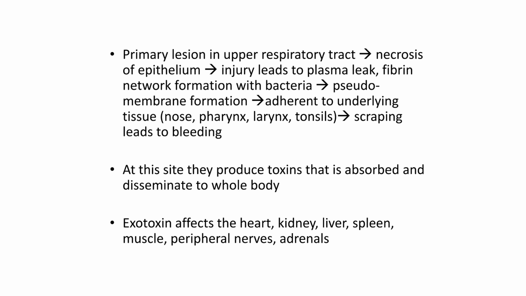The primary lesion in the upper respiratory tract leads to necrosis of the epithelium, and severe injury leads to plasma leak, fibrin network formation with bacteria, and a pseudomembrane formation, which is adherent to underlying tissue like the nose, pharynx, larynx, and tonsils. Thus the infection leads to scraping and finally leads to bleeding. At the bleeding site, the bacteria produce the toxin that is absorbed and disseminated to the whole body. These exotoxins affect the heart, kidney, liver, spleen, muscle, peripheral nerves, and adrenals.